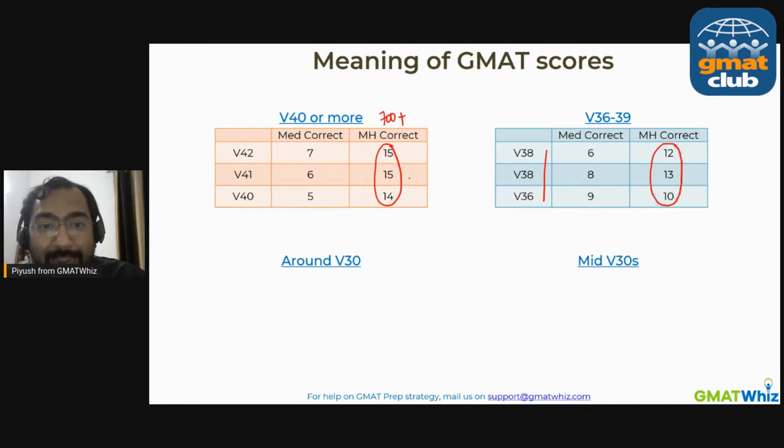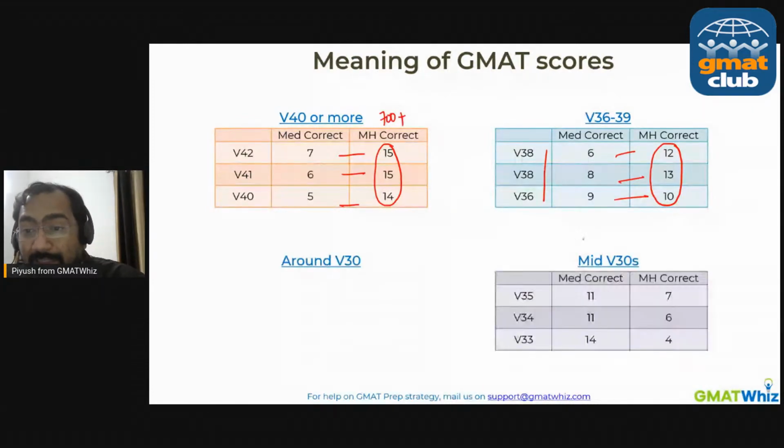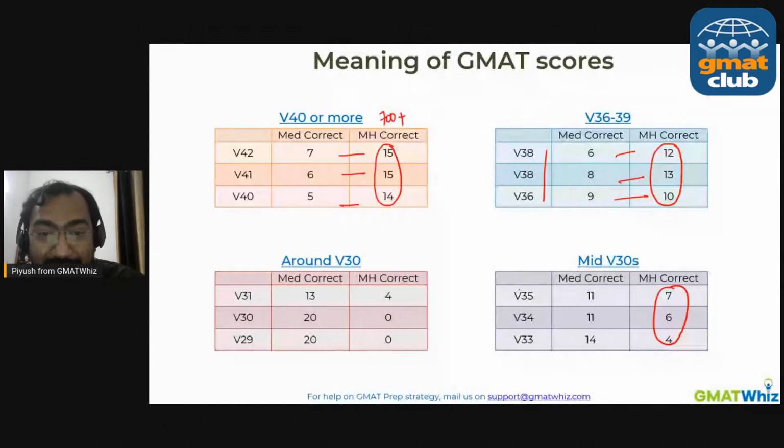If you look at the combined number of questions correct, it will be almost similar for all these categories, very close. But if you look at the number of medium hard questions these other students are getting correct, this is definitely lower. Now look at the mid 30 range. The number of medium hard questions these students get correct is even lower. And when you look at the verbal 30 range, this is almost negligible. So it gives you an idea of how the GMAT scoring really works.